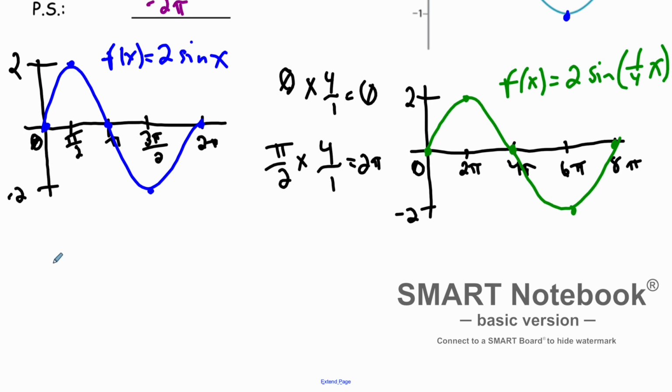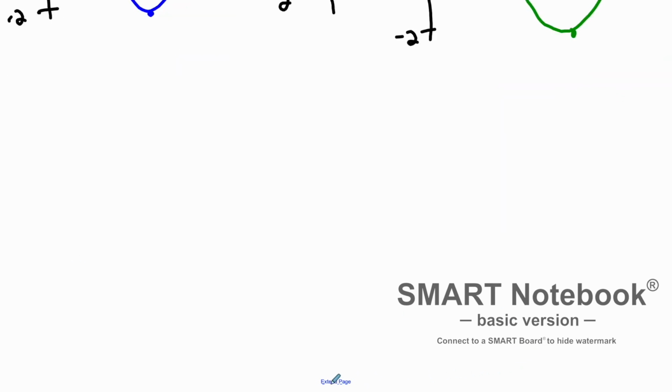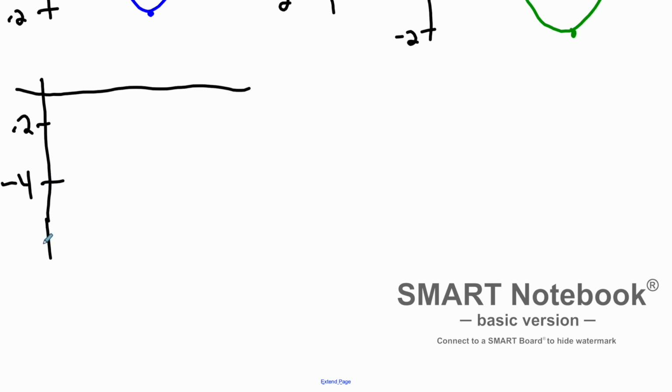Okay, so my new graph, let me extend this down here. My new graph is going to look like this. Y-axis is way up here. First one's going to be at negative 2. 0 minus 4 is negative 4. And negative 2 minus 4 is negative 6. All right, so I still have my points 0, 2 pi, 4 pi, 6 pi, and 8 pi.